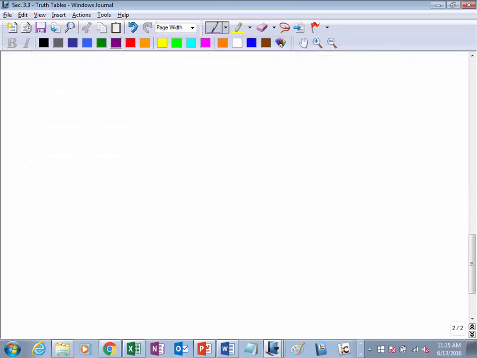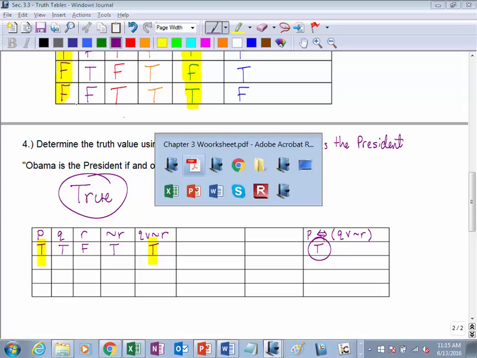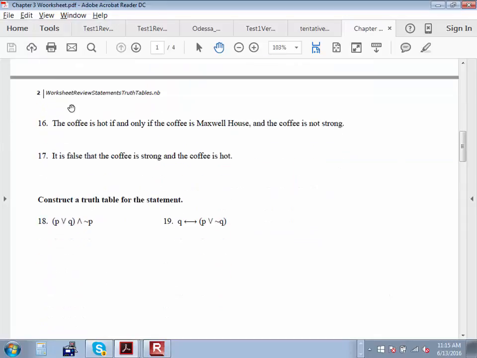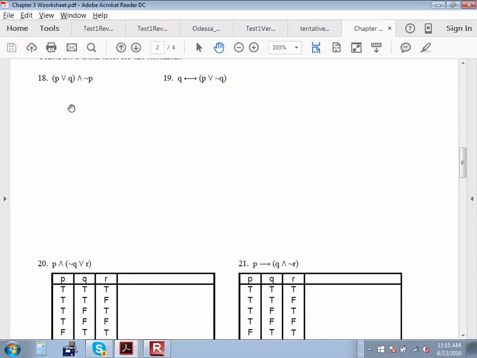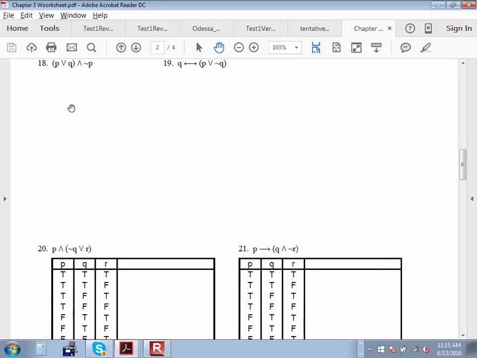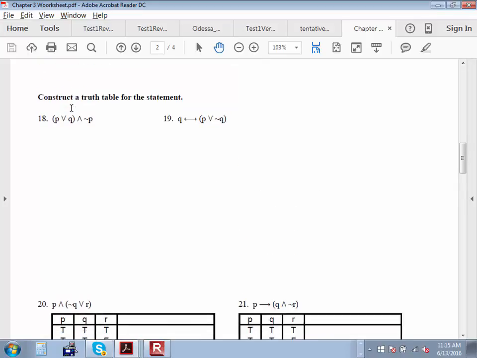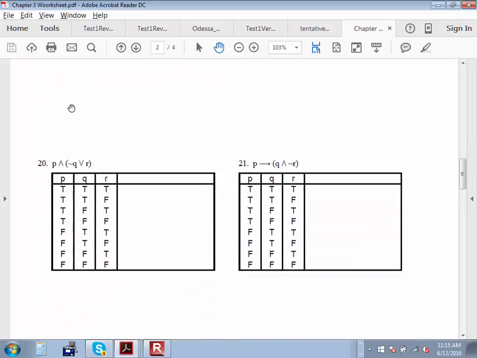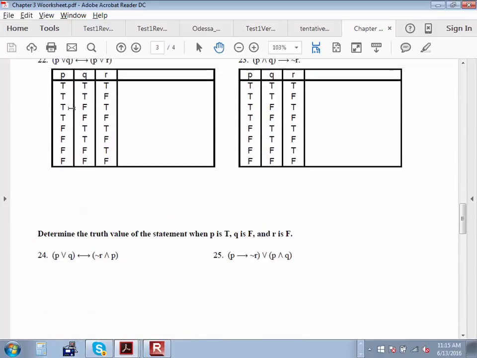Okay. All right, so that covers everything for chapter 3. So you should be able to finish that worksheet. You might want to do 20 and 21 first, since some of that's already filled out for you. It'll be a little bit easier than on 18 and 19 where you have to make your own. So I'm going to skip those if you want to for now.